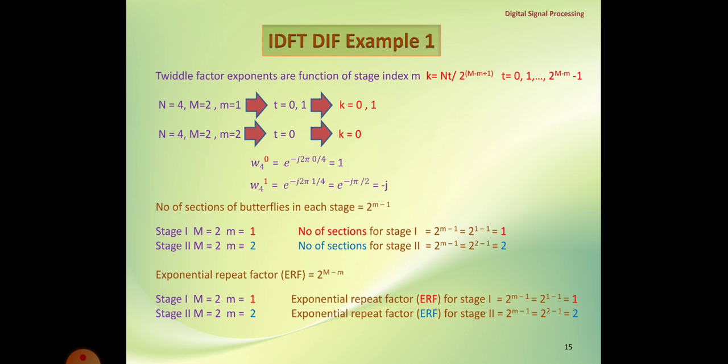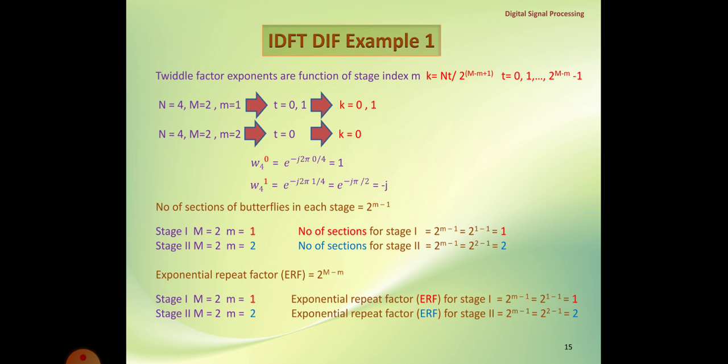So for stage 1, the value of t will be 0 and 1. For that we will get two twiddle factors, that is k = 0 and k = 1. That means in case of this DIF example, in stage 1 we will require two twiddle factors, omega N 0 and omega N 1, as the value of N is 4, so omega 4 0 and omega 4 1. For stage 2, t = 0, that implies k = 0, that means for stage 2 we will need a single twiddle factor, that is omega 4 0.